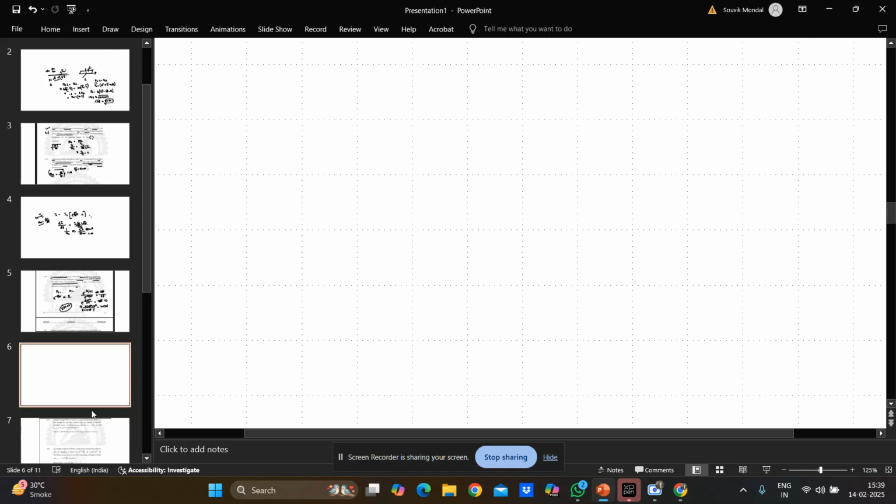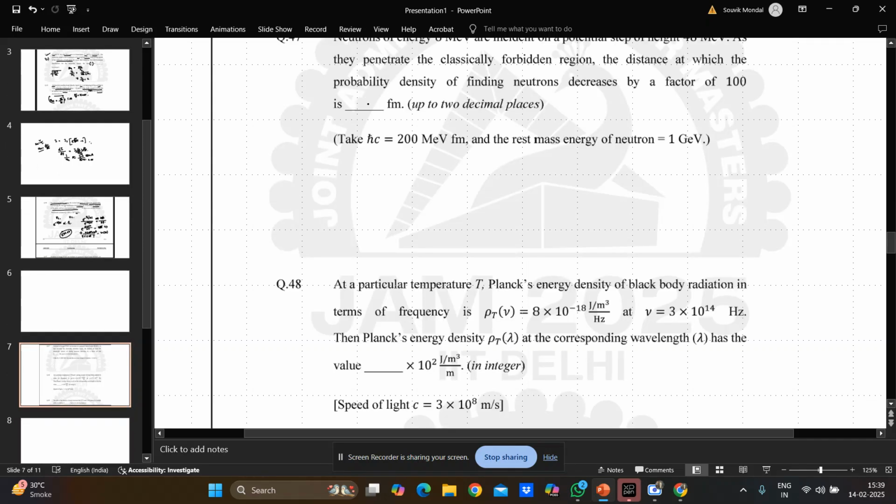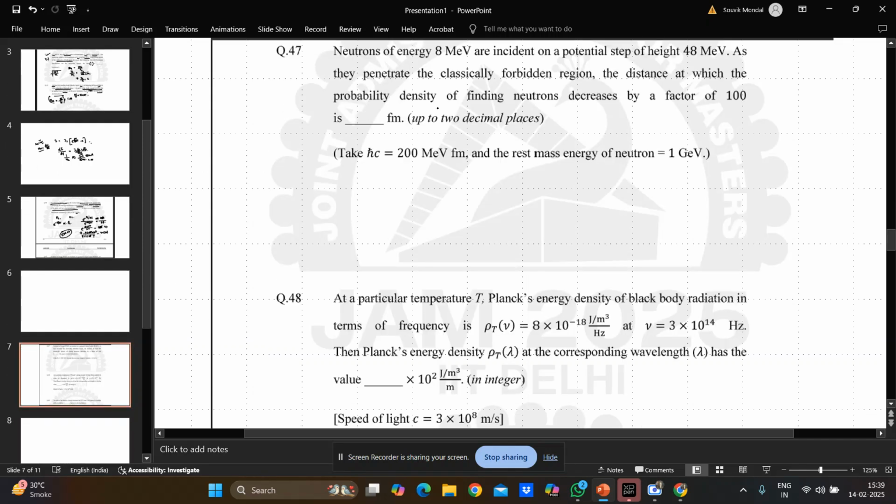So yeah, now move to 47. Right. Neutrons of energy 8 MeV are incident on a potential step of 48 MeV. As they penetrate the classically forbidden region, find the distance at which the probability density of finding neutrons decreases by a factor of 100. Okay. So this will be a straightforward formula. So in the classically forbidden region, if E is less than V, it is clearly the E less than V case. So this region is the classically forbidden region.